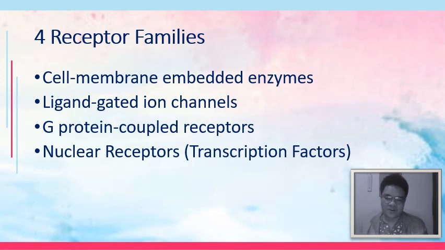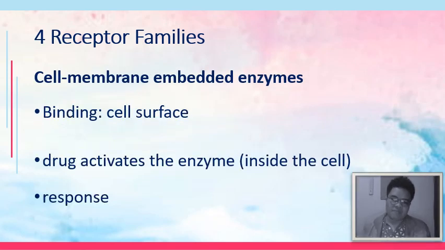To understand further, there are 4 receptor families. Just an overview of these receptors: you have your cell membrane embedded enzymes, ligand-gated ion channels, G protein coupled receptors, and nuclear receptors or transcription factors. For the cell membrane embedded enzymes, the binding occurs on the cell surface, and then the drug activates the enzyme inside the cell to elicit a response. That's why it's referred to as cell membrane embedded enzymes.